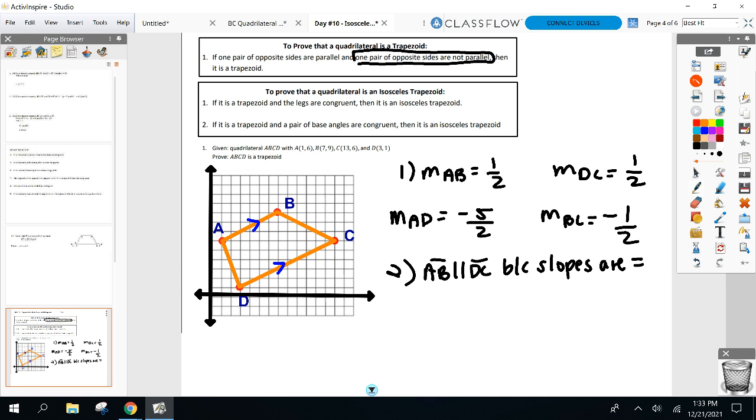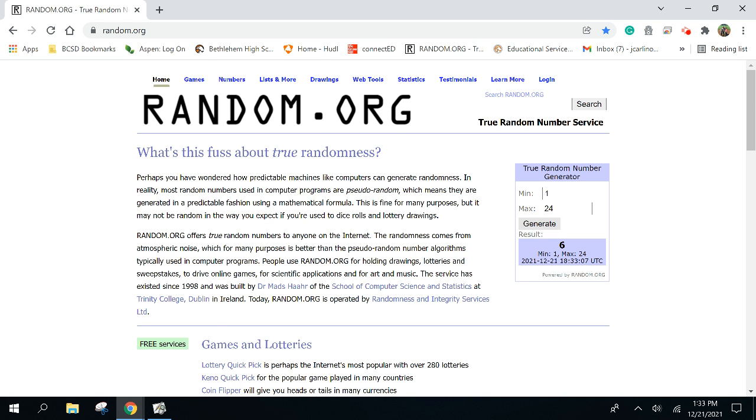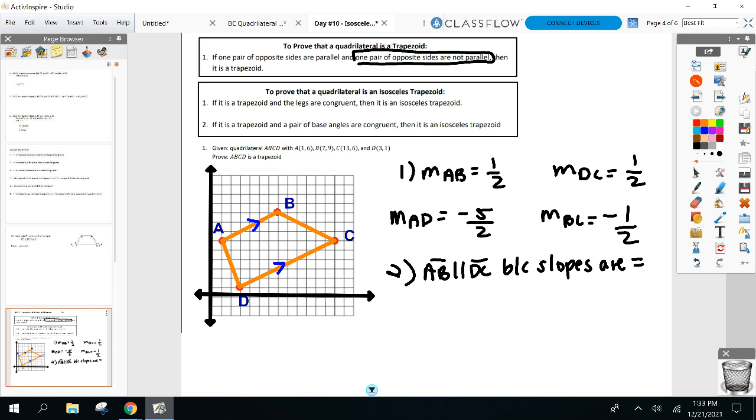And what did we just learn about the other set of sides? They're not parallel to each other, so AD is not parallel to BC. There you go. And hey, you can use the parallel symbol with the little slash. Feel free. Because slopes are not equal.